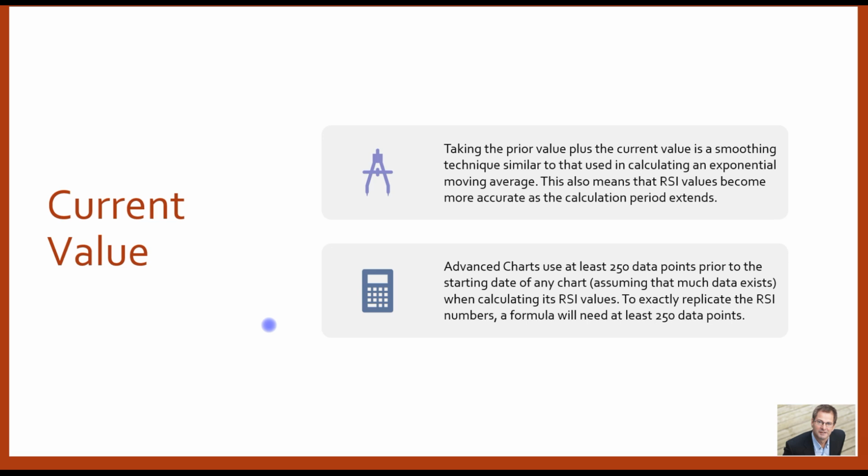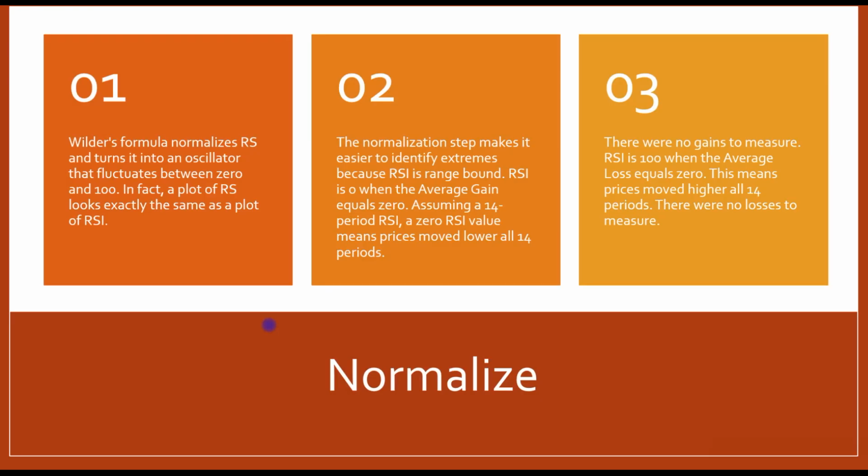This means that RSI values become more accurate as the calculation period extends. Advanced charts use at least 250 data points prior to the starting day of any chart, assuming that that data must exist when calculating its RSI values. To exactly replicate the RSI number, a formula will need at least 250 data points. That's because you have to use the open, the high, the low, and the close, and calculate the losses going back over 14 periods.